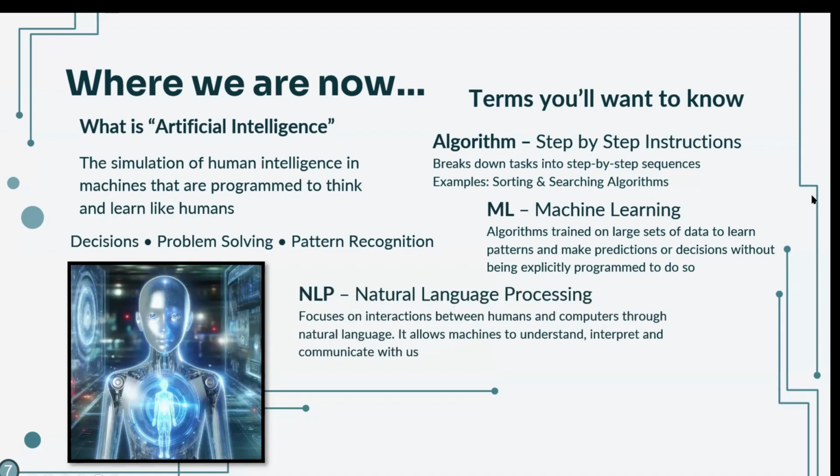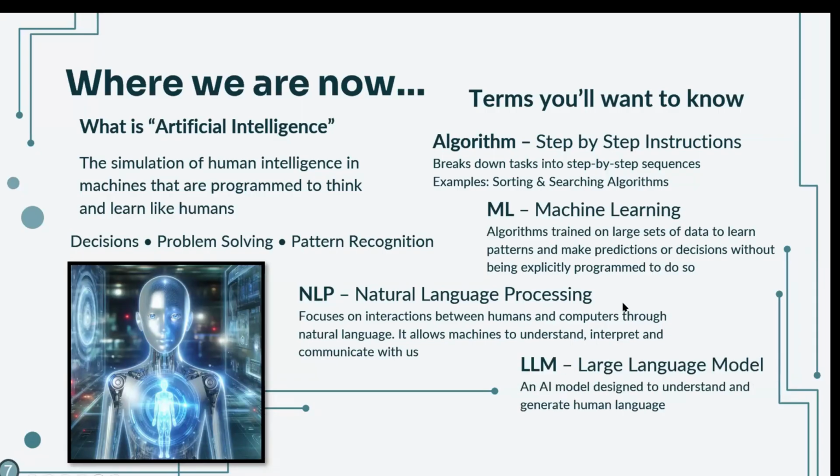And then we've got natural language processing, NLP. This focuses on the interactions between humans and computers. So natural language processing allows machines to understand, interpret, and communicate with us. So that's what natural language processing is. It allows the machine to better communicate with us as humans.